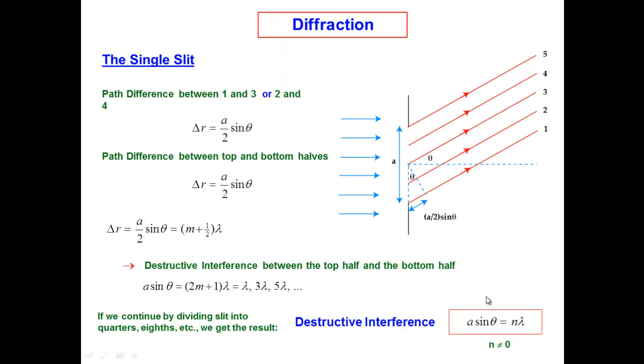Oh, one thing about this equation, a sine theta equals n lambda. N in this equation cannot be 0 for destructive interference, because if n were 0, that would be theta equals 0, and we will always see constructive interference in the straight ahead direction where theta equals 0, because at that point the waves that come from different parts of the slit, the top and the bottom, are traveling the same distance to get there. And so this equation has to be understood as applying only to non-zero integer values of n.